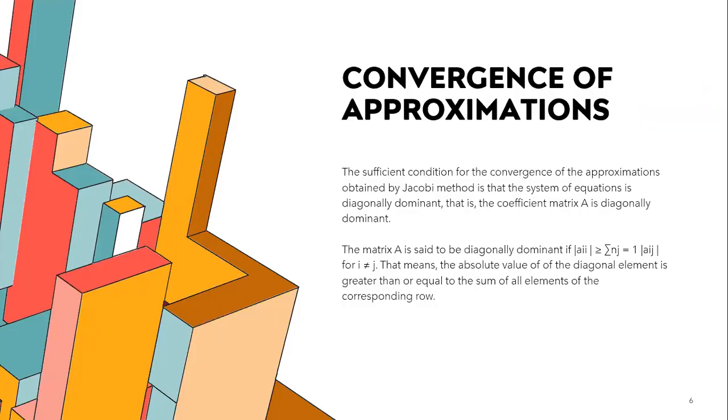So this is the convergence of approximations. The sufficient condition for the convergence of the approximations obtained by the Jacobi method is that the system of equations is diagonally dominant, that is, the coefficient matrix A.